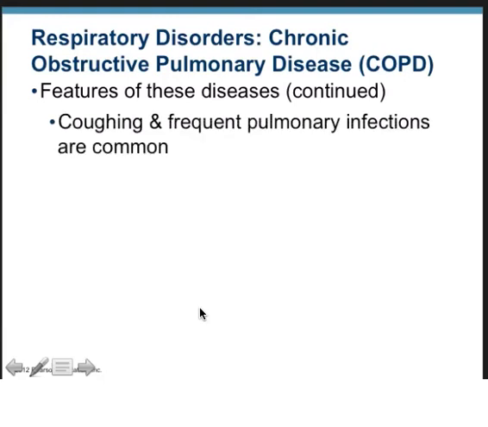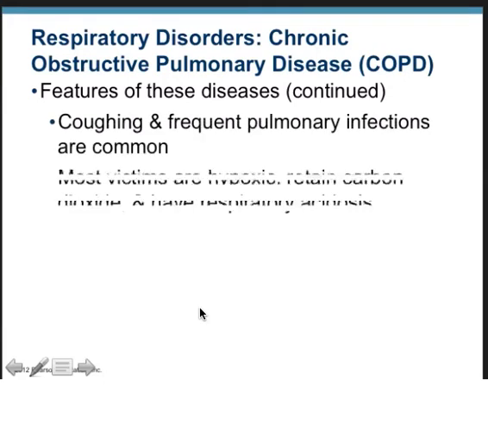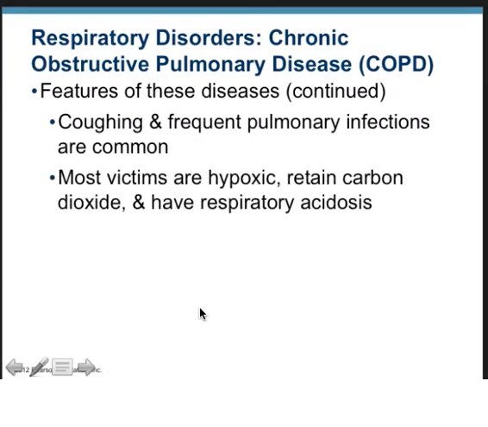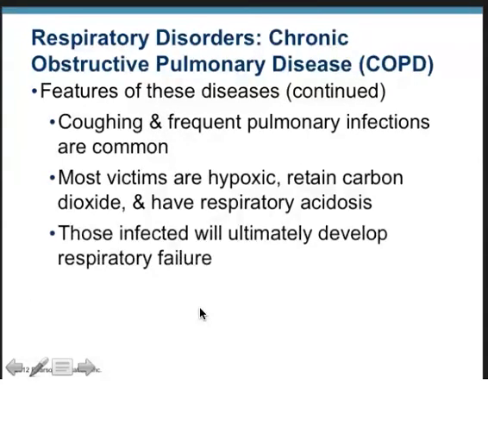Features of these diseases include coughing and pulmonary infection. Also, we see hypoxia, a buildup of carbon dioxide in the plasma and in the tissue fluid, and often respiratory acidosis, because remember, as carbon dioxide levels increase, carbonic acid production increases, and that causes the pH to drop. Those that become infected as a result of COPD will often develop respiratory failure.